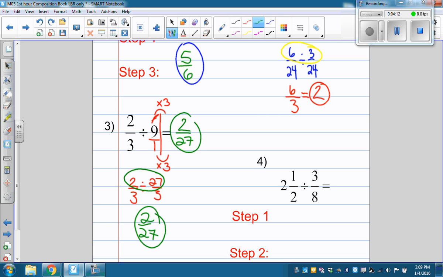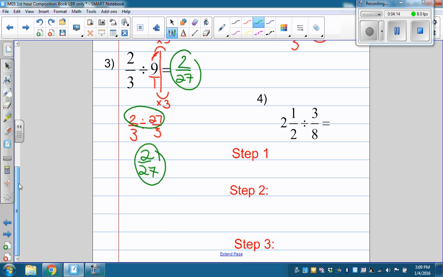Okay, this fourth problem requires all 3 steps. Step 1, get a common denominator. So the common denominator is 8. I rewrite this problem as 2/4 divided by 3/8. Step 2 is to change the mixed number to an improper fraction. So remember, you multiply the denominator times the whole part, which is 16, and then add the numerator. So 20/8 divided by 3/8.